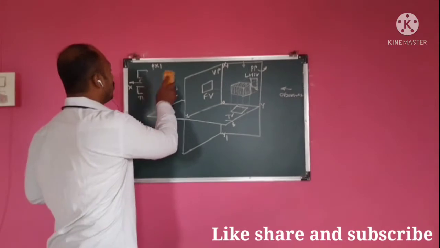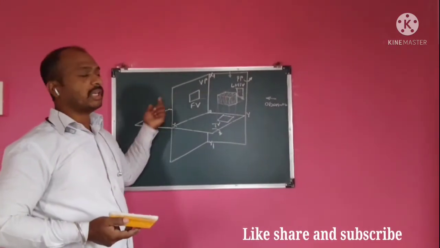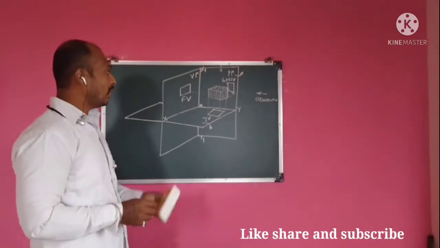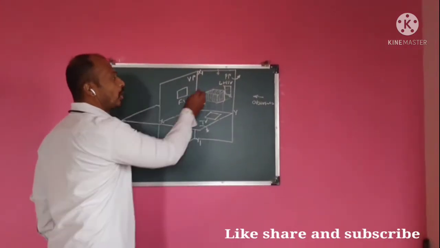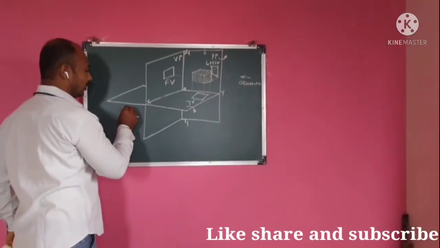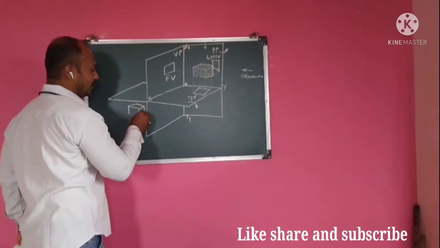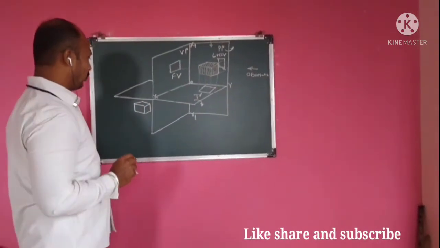Okay. Now what is the third angle method? In the third angle method, it is opposite to that of the first angle method. Now in the third angle method, the object is kept in the third quadrant. So suppose it is lying here. It is lying in the third quadrant like this.